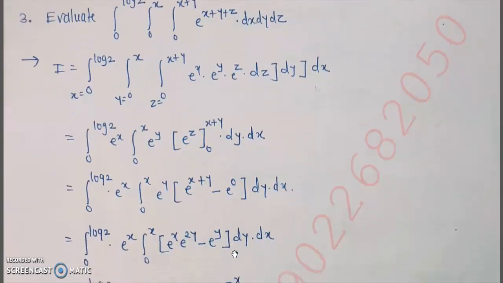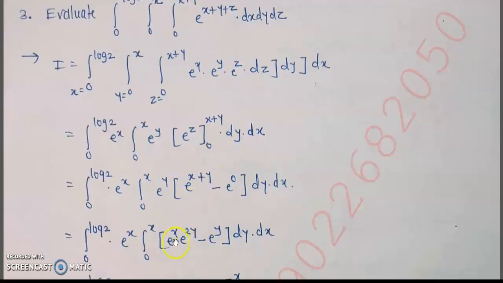e raised to 0 is 1. Now if we take e raised to y inside, just like this step, e raised to x plus y plus z, we wrote e raised to x into e raised to y into e raised to z. Similarly, e raised to x plus y, we write e raised to x into e raised to y. When we take e raised to y inside, we get e raised to x into e raised to 2y minus 1 into e raised to y, e raised to y.